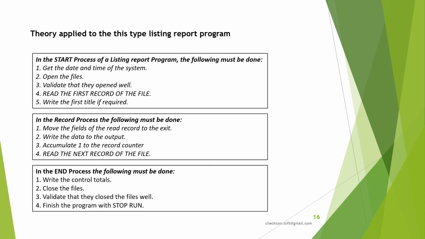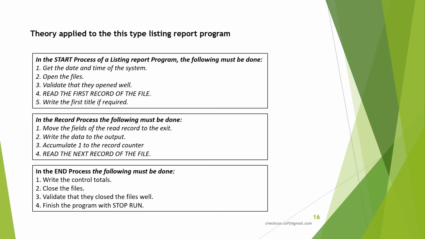Theory applied to this type listing report program. In the start process of a listing report program, the following must be done. 1. Get the date and time of the system. 2. Open the files. 3. Validate that they opened well. 4. Read the first record of the file. 5. Write the first title if required.